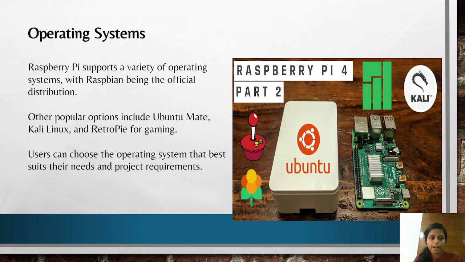Operating systems for Raspberry Pi. Raspberry Pi supports a variety of operating systems with Raspbian being the official distribution. Other popular options include Ubuntu Mate, Kali Linux, and RetroPie for gaming. Users can choose the operating system that best suits their needs and project's requirements.